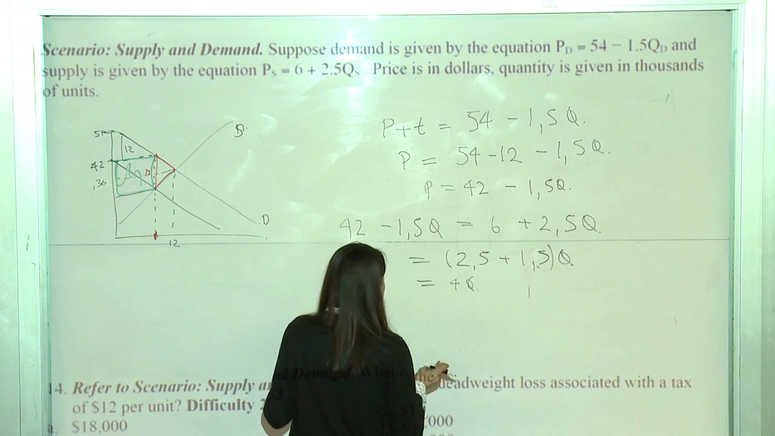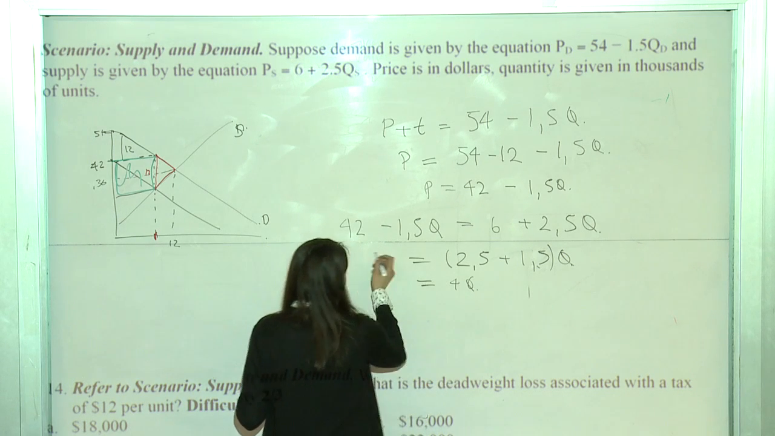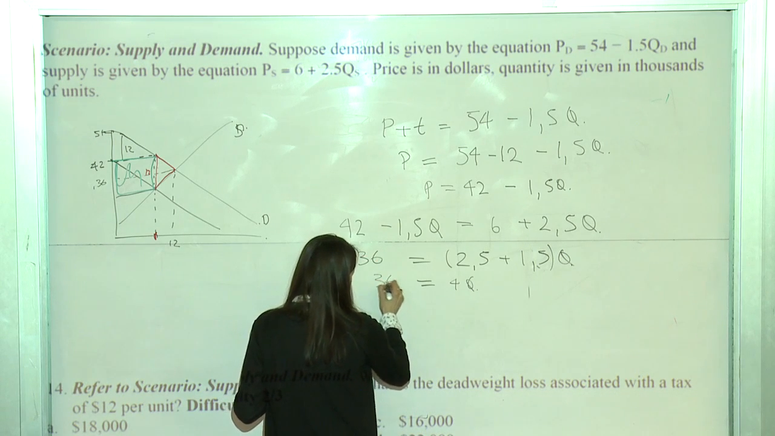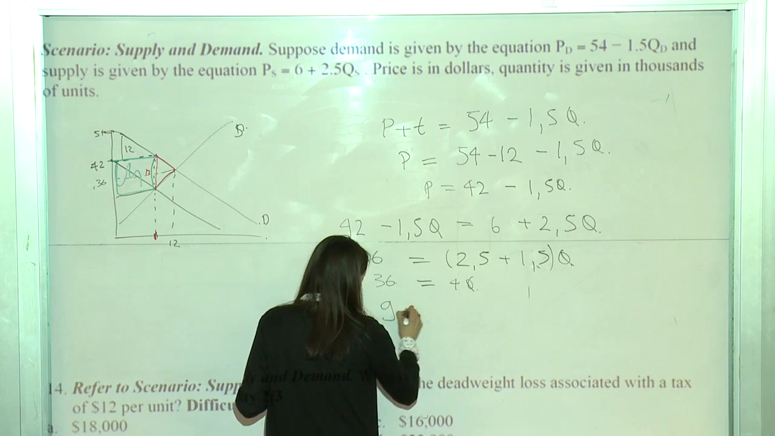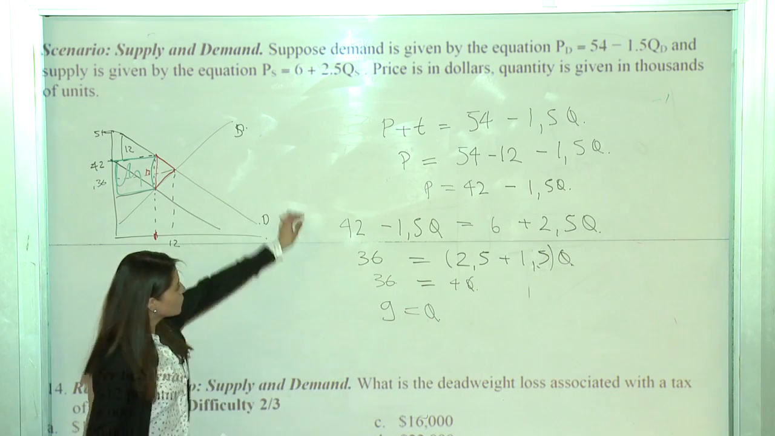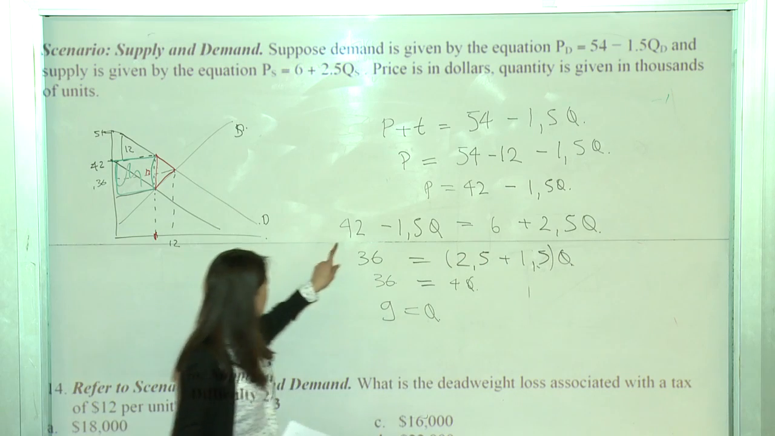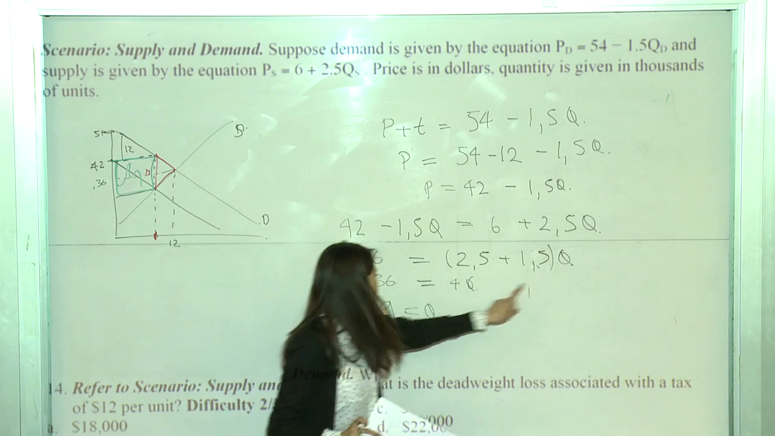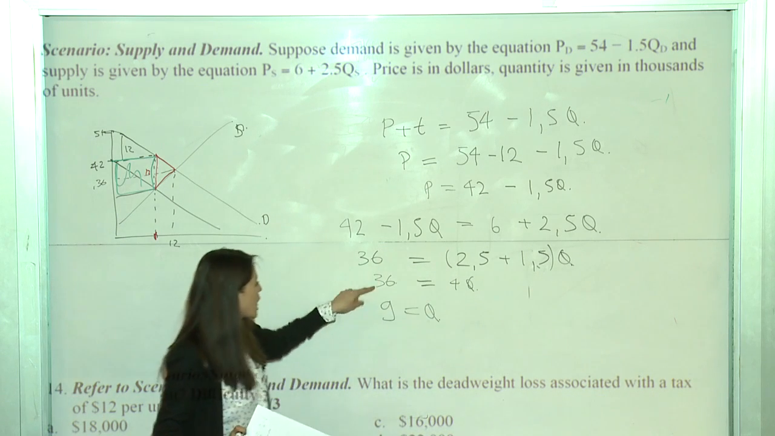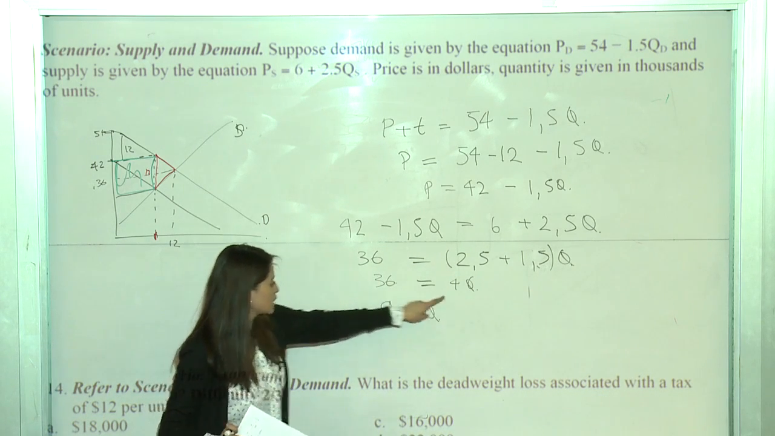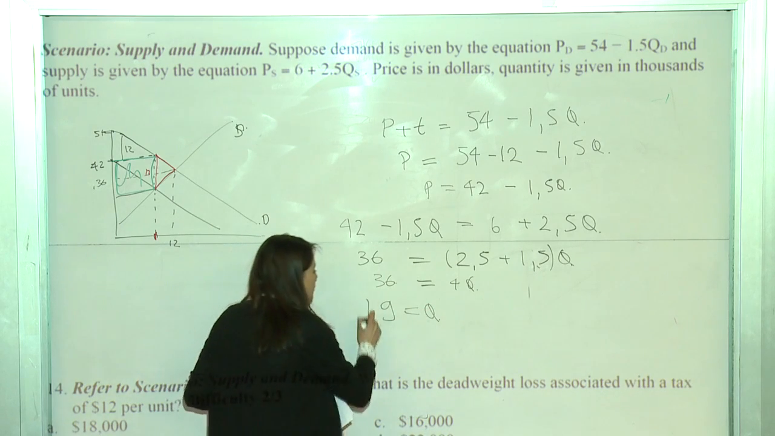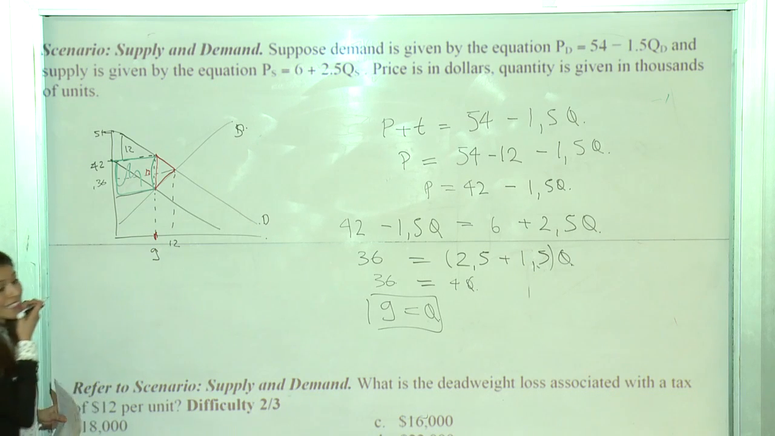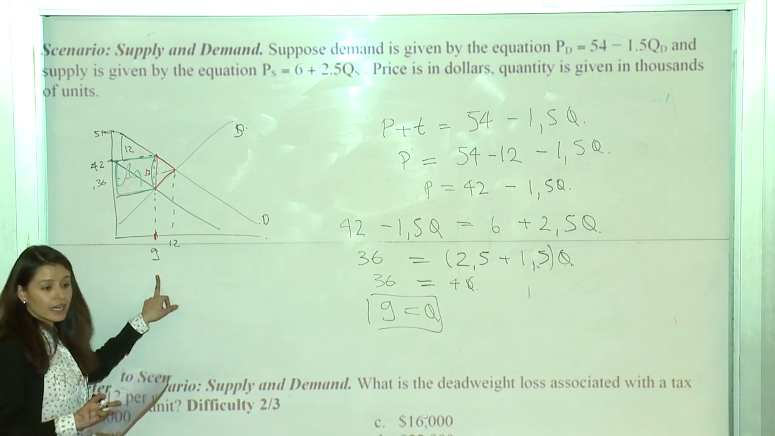That is 42 minus 6, 36. Okay, so this 6 I subtracted from the 42 here. I put the two quantities together on the other side. I get 4Q on one side, 36 on the other side. 36 divided by 4 is equal to 9, okay? So the quantities that are sold in this market with the tax are 9, right?